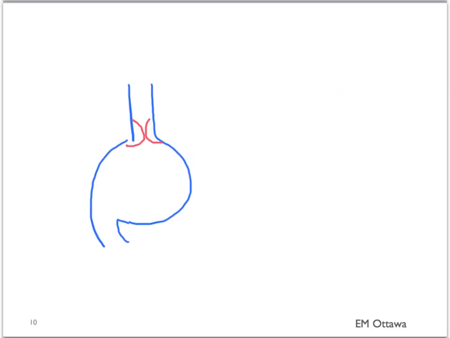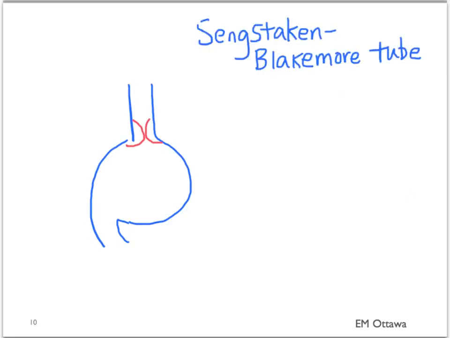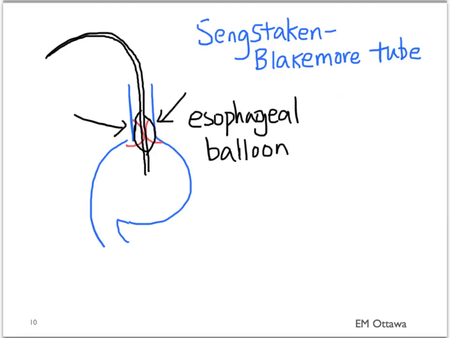If none of these work, the last resort for bleeding varices is a Blakemore tube. It is a tube that's inserted like a nasogastric tube. Its main function is a balloon that tamponates the esophageal varices.